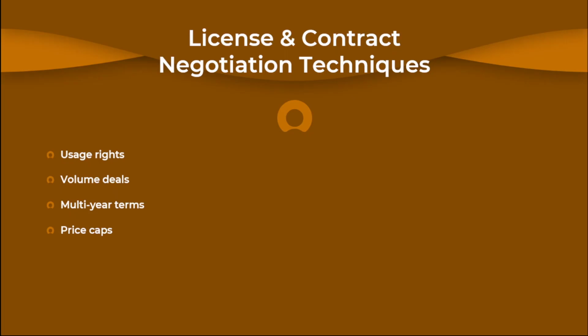License and contract negotiation techniques. It all starts with the negotiation phase, the foundation for a cost-effective and flexible contract. Define exact usage terms like per user, per device, or concurrent use, and tie them into asset records.